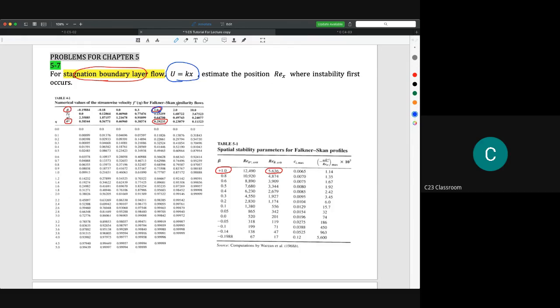As I showed previously, the beta is equal to 1, and then we have theta here, meaning the theta from the Falkner-Skan equation is equal to 0.29235. Then from another table from Falkner-Skan, we could get that when beta is equal to 1 here, the Re theta critical here is 5,636.